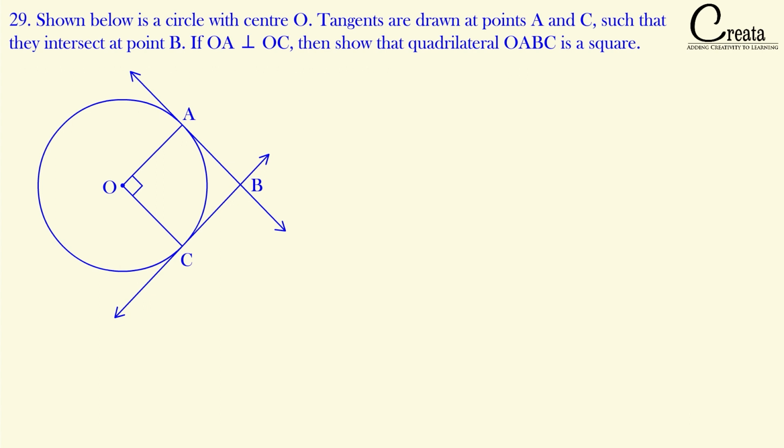Let's approach this question. A circle is given and two tangents are drawn from the points A and C. Point O is the center of the circle. The two tangents intersect at the point B. It is given that OA is perpendicular to OC, which means this angle is 90 degrees. We have to show that the quadrilateral OABC is a square.